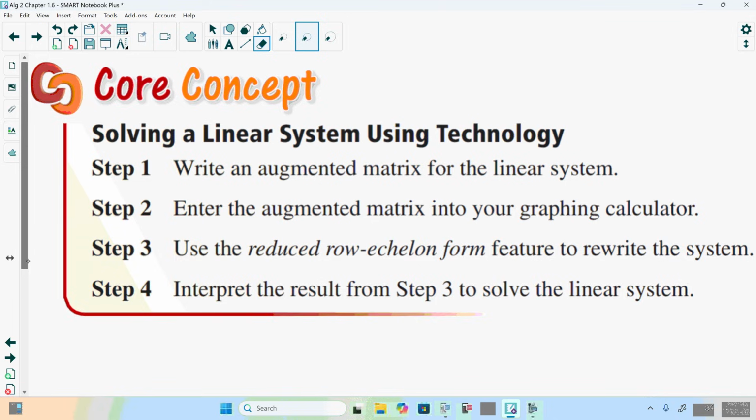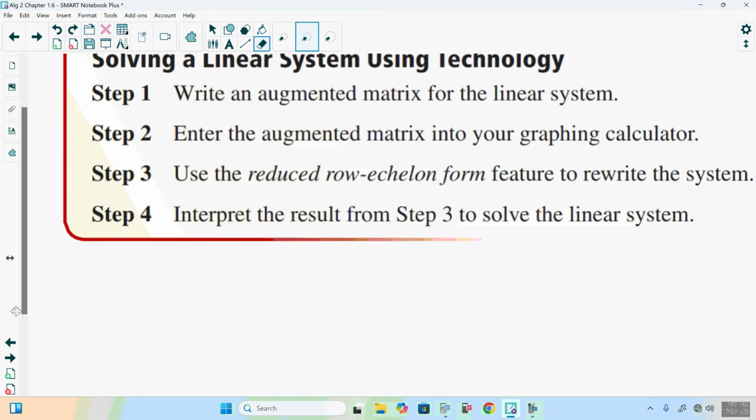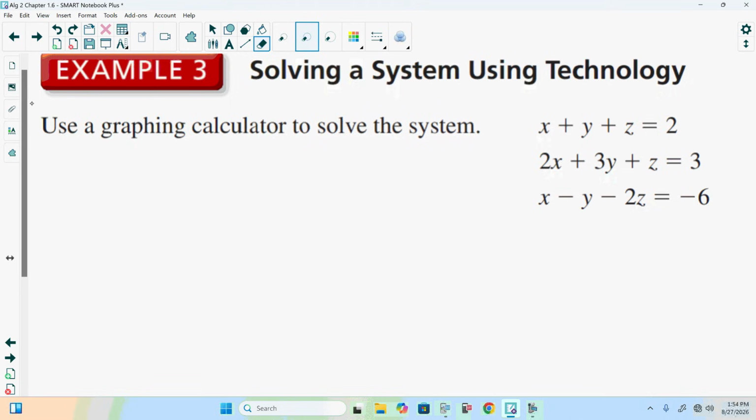Now, solving a linear system using technology: we write an augmented matrix for the system, we enter it into our graphing calculator, we use something called reduced row echelon form, and then interpret the information. For the next one, I did include pictures of what the graphing calculator looks like on your note sheet. That's what all those 4 little squares are.